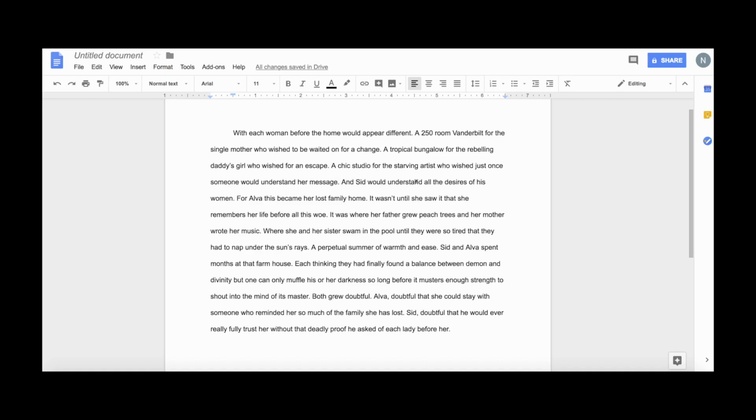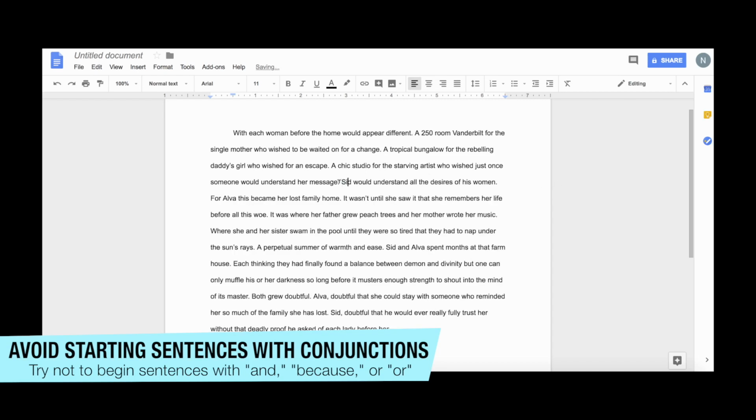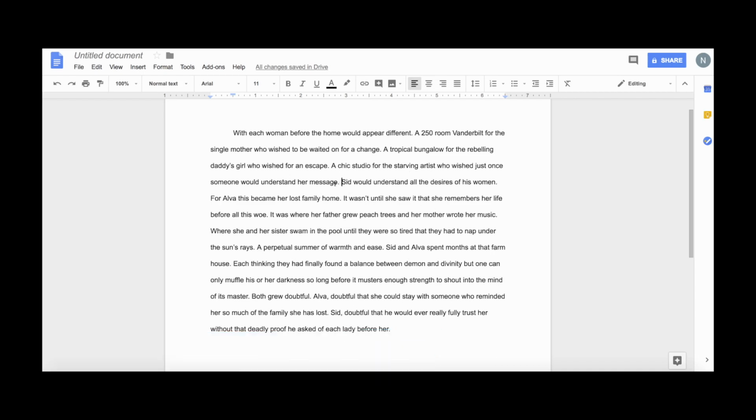And Sid would understand all the desires of his woman. Here, you'll notice this sentence starts with an and. In general, we don't want to start any sentence with and, because, or, because these are likely to cause errors in grammar. So you'll notice this sentence sounds a lot better without the and there. So Sid would understand all the desires of his women.